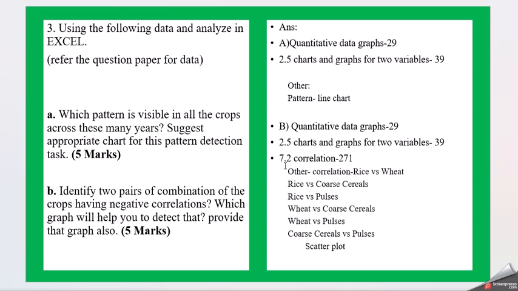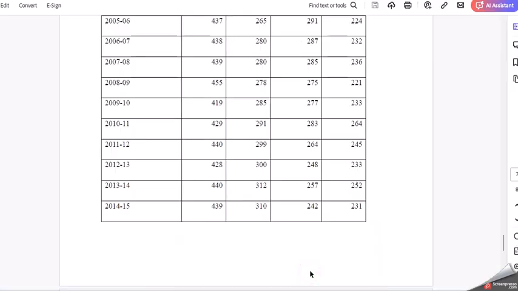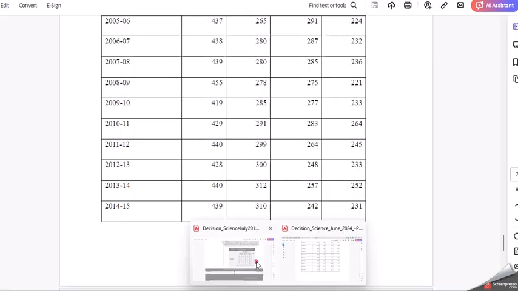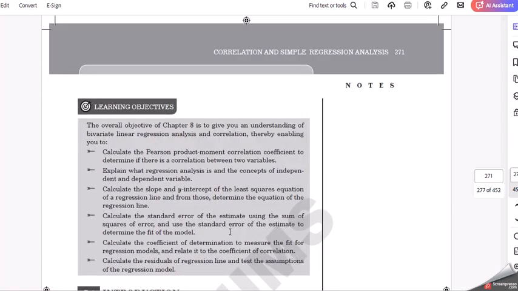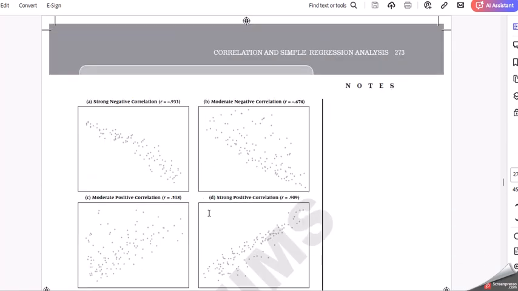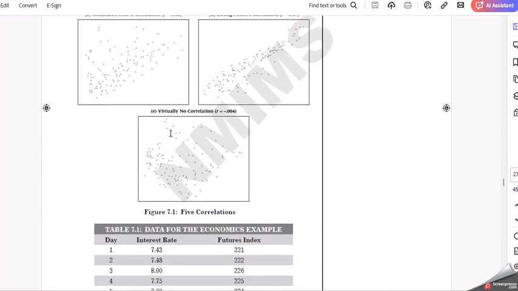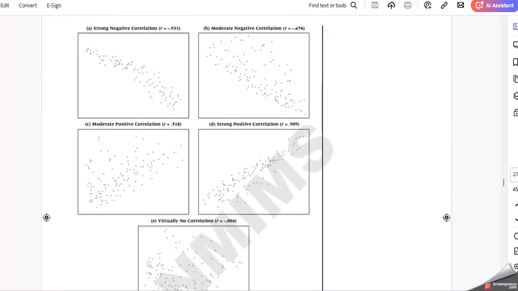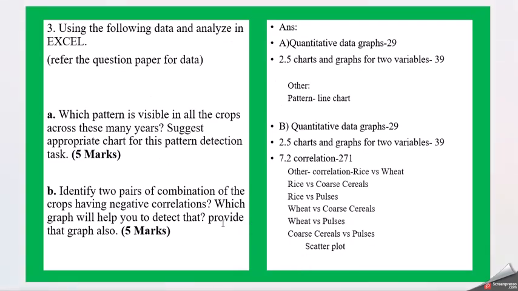You can also add a second one, 7.2 correlation, page 71. So correlation basics, you can write it up, and then you have strong negative correlation, moderate negative correlation, strong positive, moderate positive, and then virtually no correlation. This will be helpful for you to answer your final question here, on positive and negative correlations.